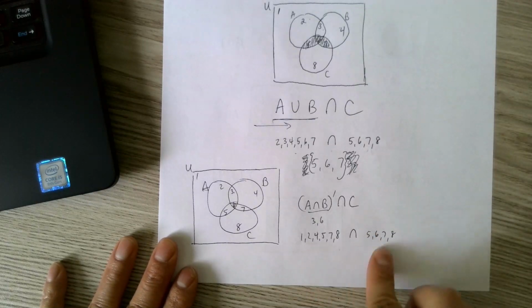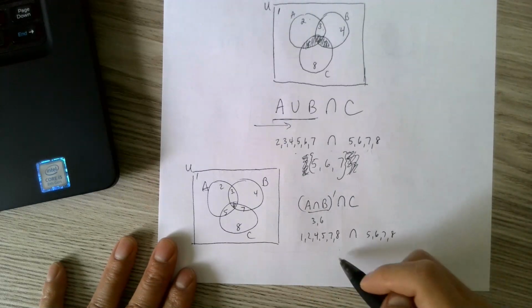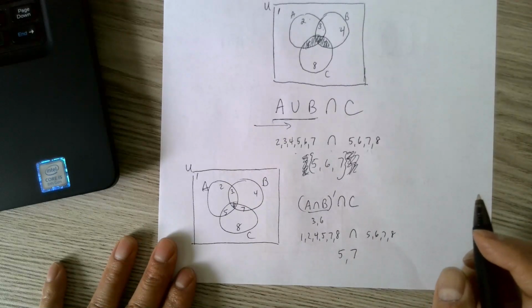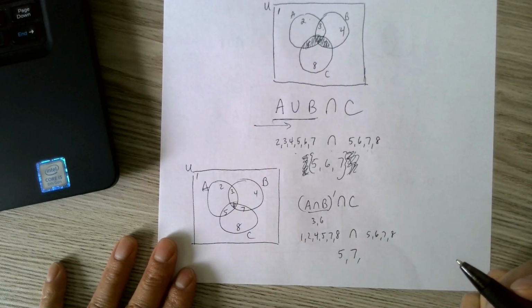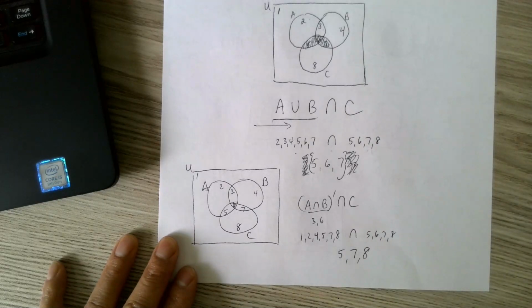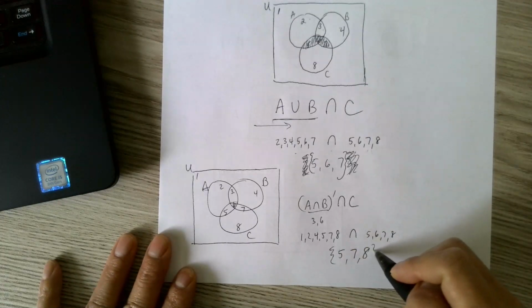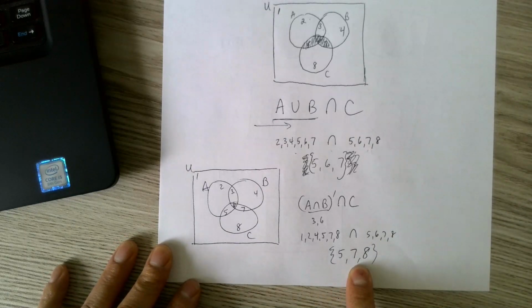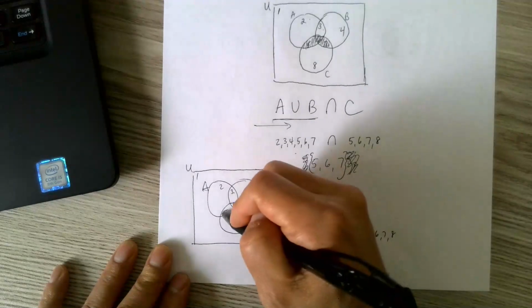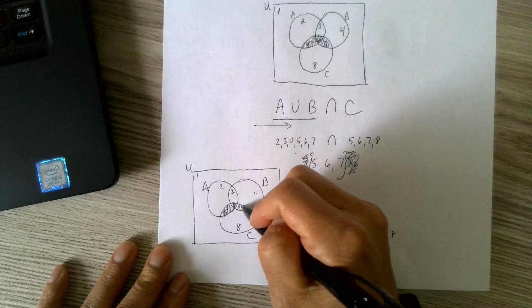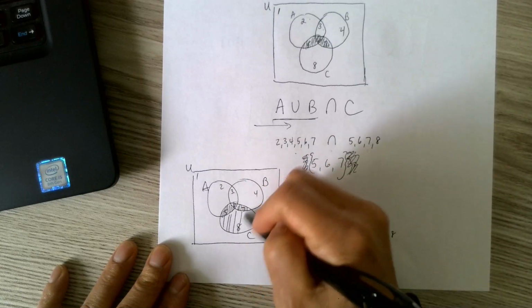And now I do the intersection of these two. 5, 7, and 8. Okay, I just double checked and that's correct. So now I can shade 5, 7, and 8. So 5, this time I do not shade 6, I shade 7, and I shade 8.